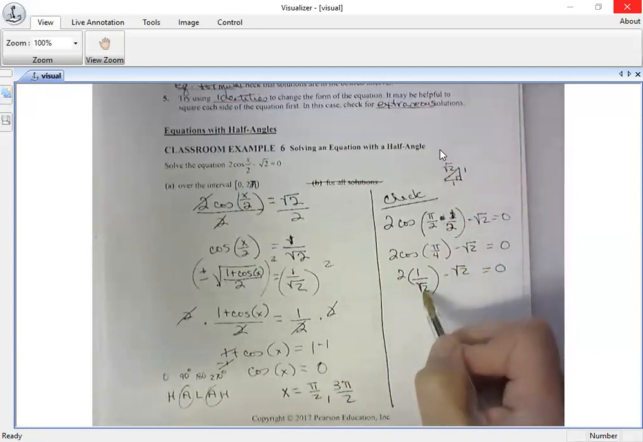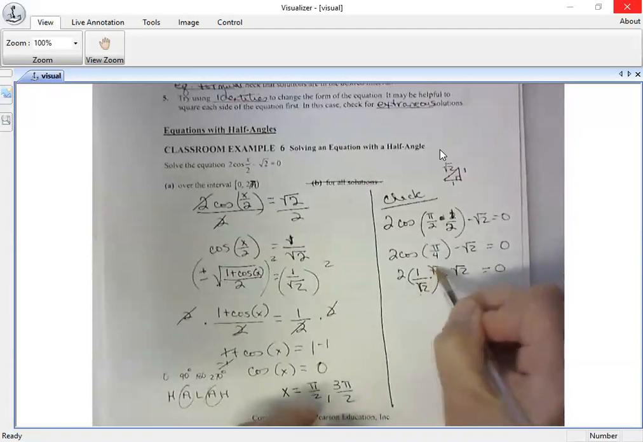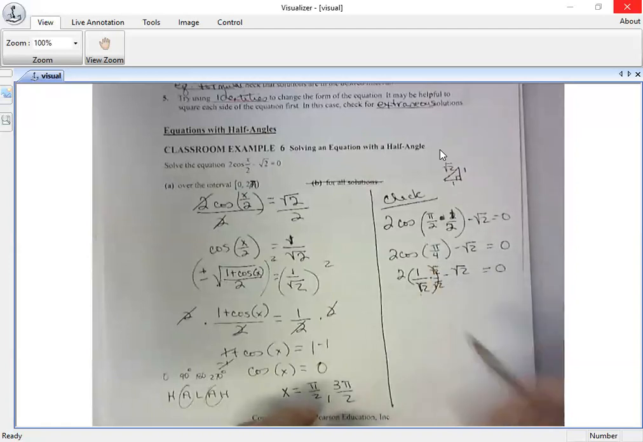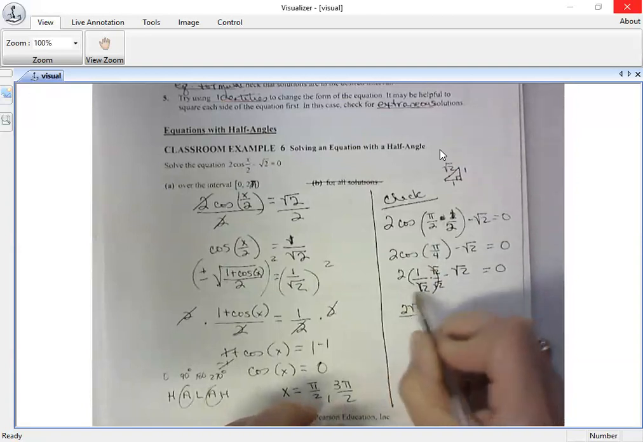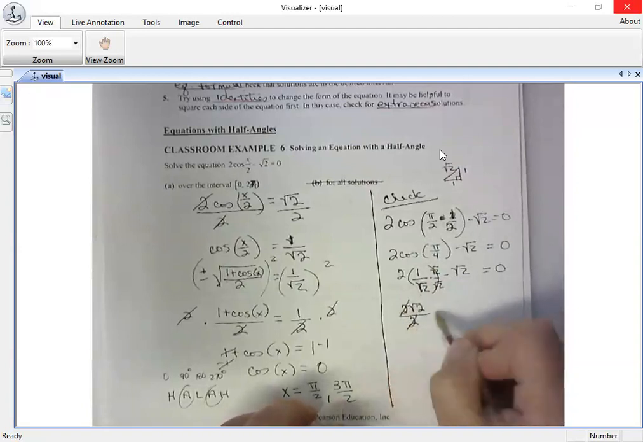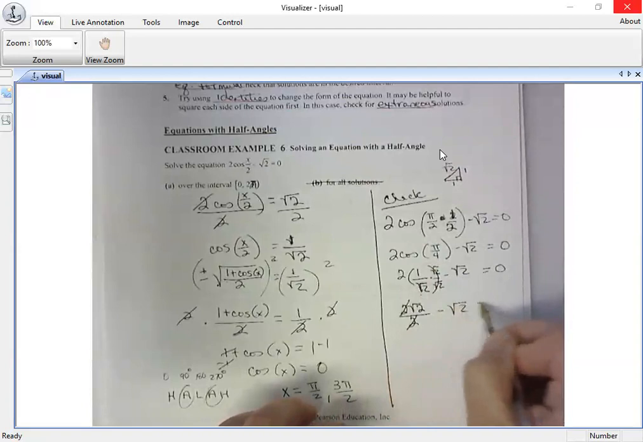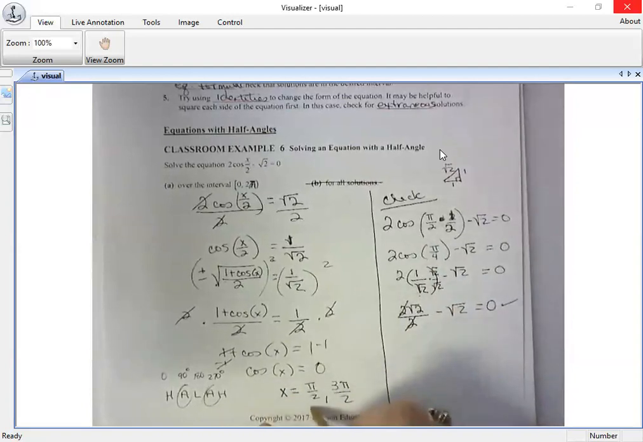Now, I probably need to rationalize the 1 over square root of 2, don't you think? And 1 over square root of 2, if I multiply by the square root of 2 over the square root of 2, becomes what? 2 square root of 2 over, what's on the bottom now? 2. And what can happen with these 2s? Aha. Minus the square root of 2. Did that work? Okay, so here's what I know. This one is a solution.